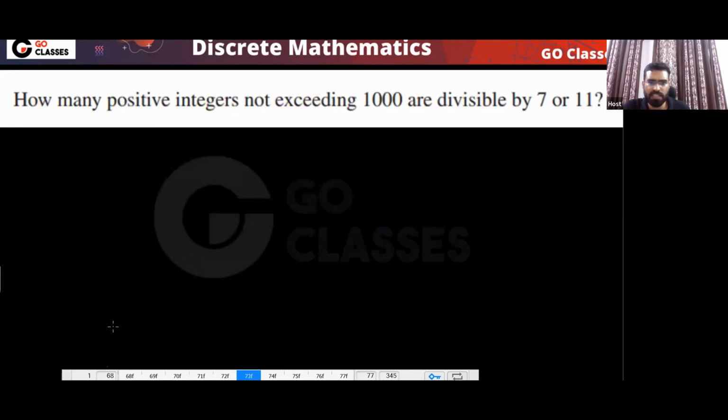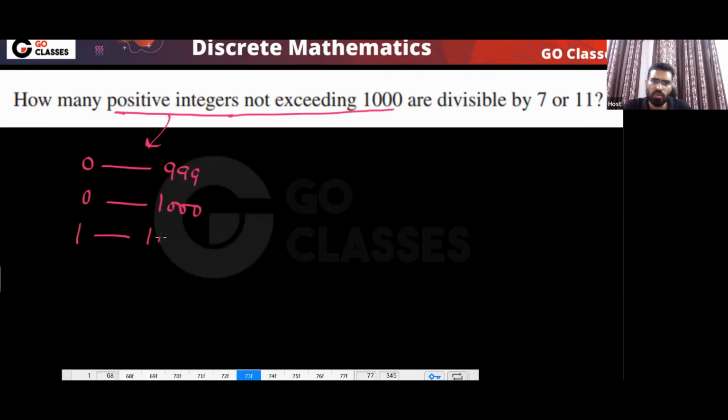How many positive integers not exceeding 1000? What does it mean? Can anyone tell me? What is the range? Positive integer. Is it from 0 to 999? Or is it from 0 to 1000? Or is it from 1 to 1000? Or is it from 1 to 999? Which range is it? Option A, B, C, D.